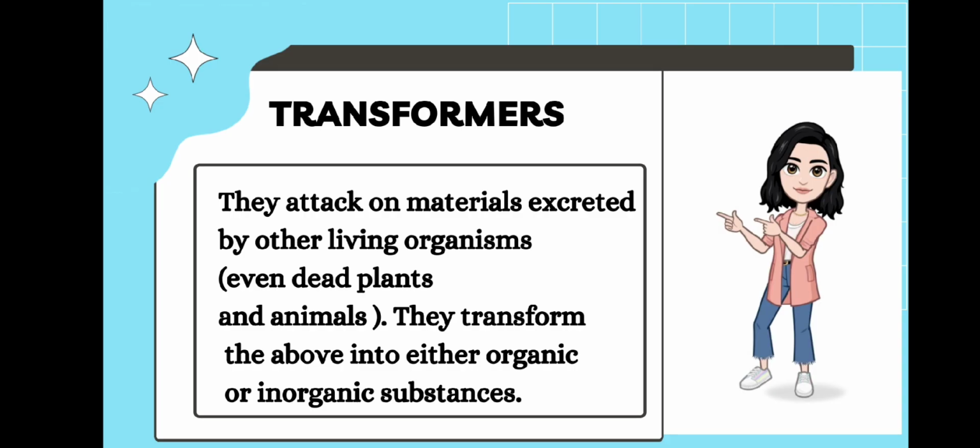Transformers. Transformers are certain types of bacteria. They attack materials excreted by other living organisms, even dead plants and animals. They transform the above into either organic or inorganic substances. These substances are suitable for the nutrition of green plants. Transformers help in recycling the nutrients which came as waste already.